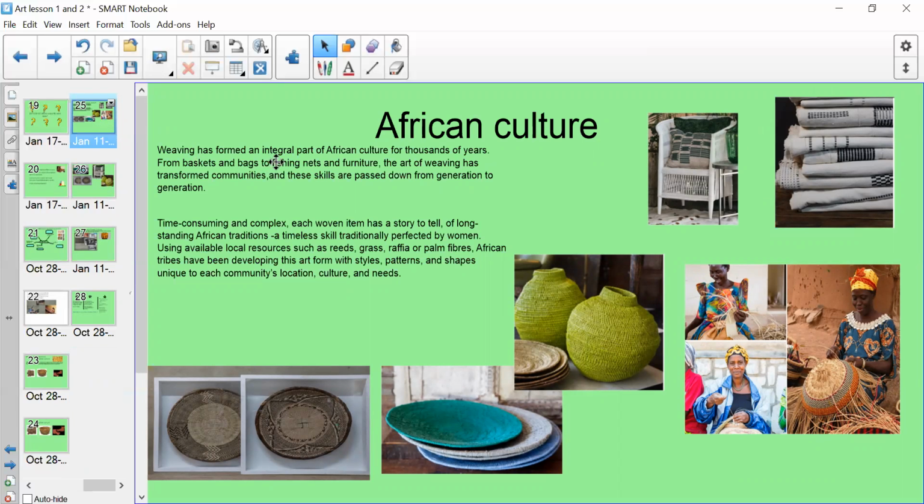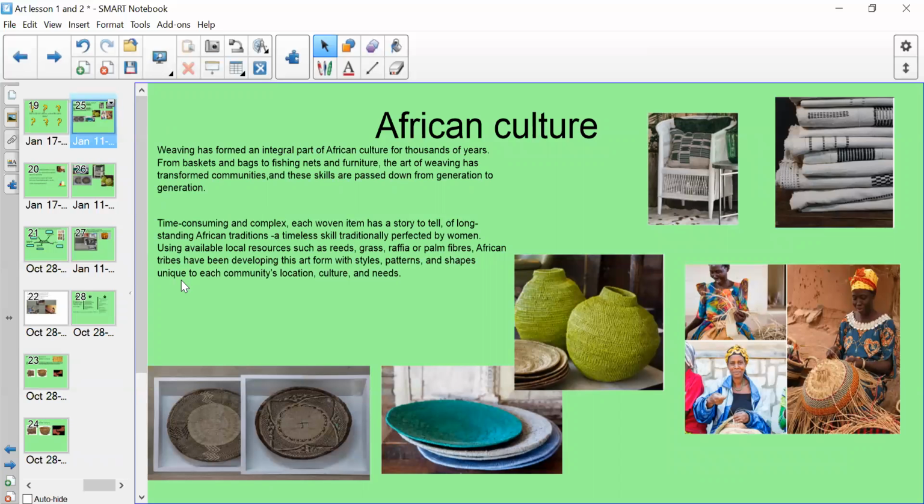So weaving has formed an integral, which is an important part of African cultures for thousands of years. From baskets and bags to fishing nets and furniture, the art of weaving has transformed communities, and these skills are passed down from generation to generation. So it's very time consuming, it takes a lot of time, and it's complex, which is complicated. Each woven item has a story to tell of long-standing African traditions, a timeless skill traditionally perfected by women. So women were the main weavers in the African culture.